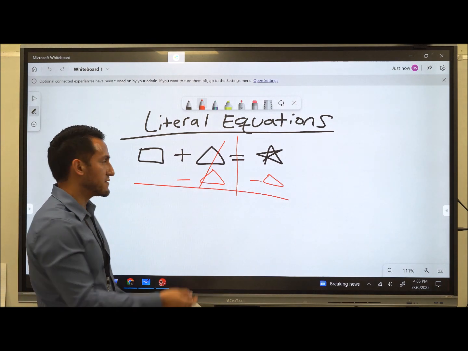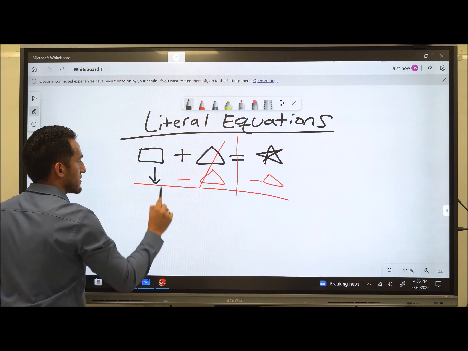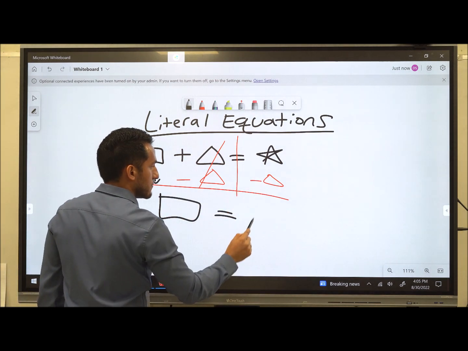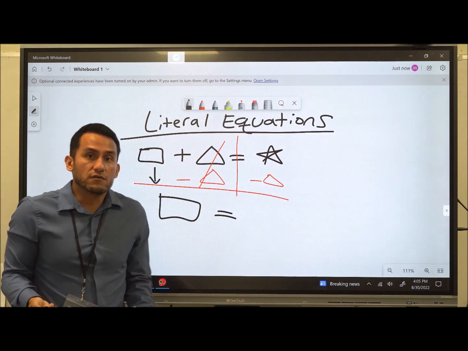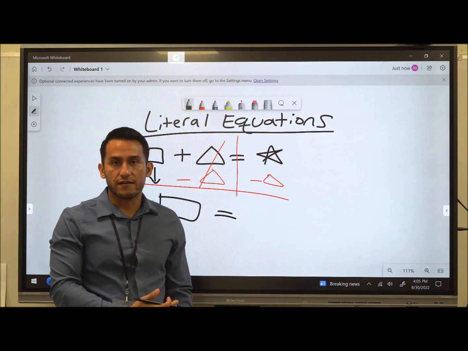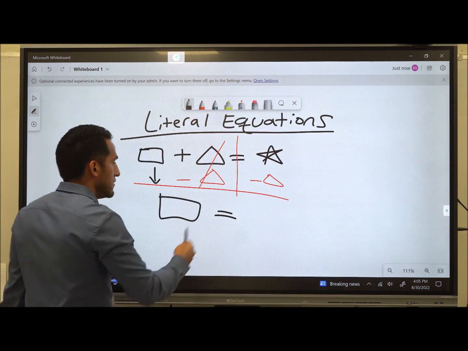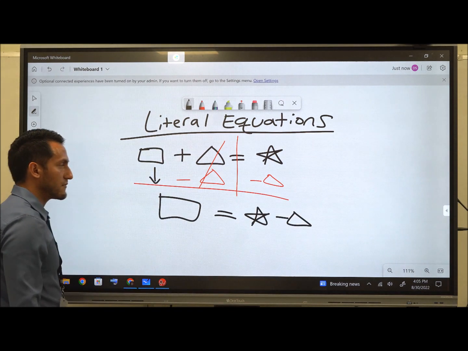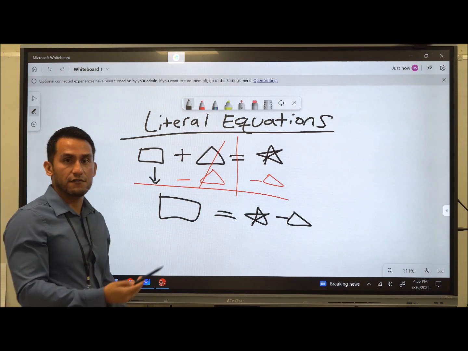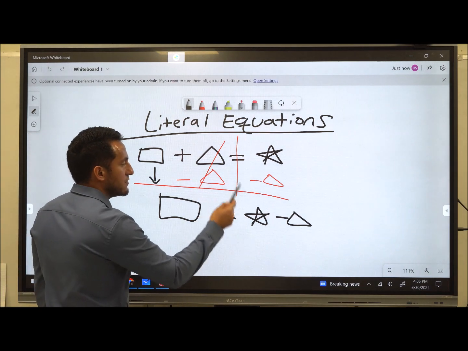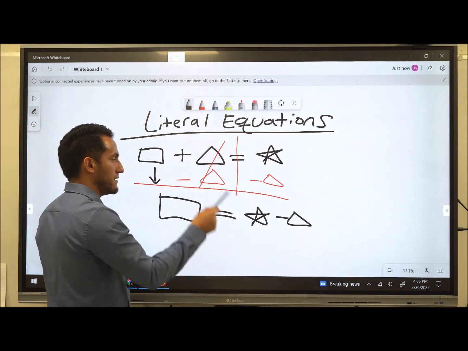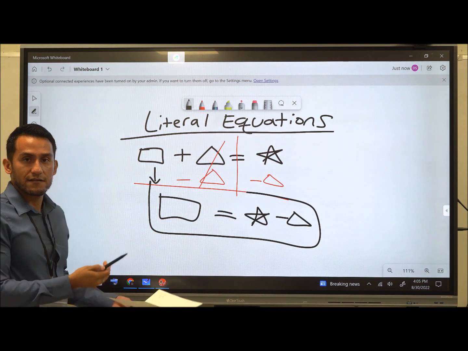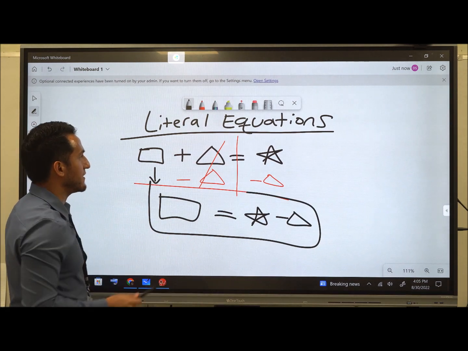You don't have any more triangles on this side of the equation, so you bring down the box. And this box is going to equal the star minus the triangle. Now we don't know what these values are, so we're just going to write it out as star minus triangle. So this box is equal to a star minus a triangle. And that's it. This is how you find the value of the box. The box is going to be equal to whatever star minus triangle is. And that's literally literal equations, just literally that.